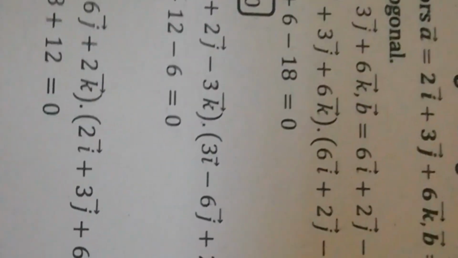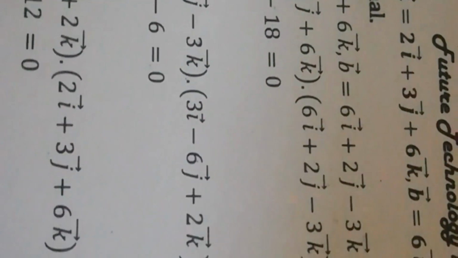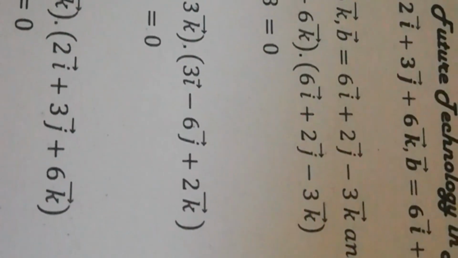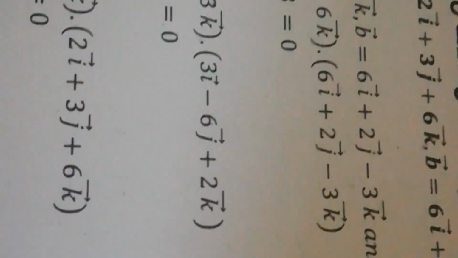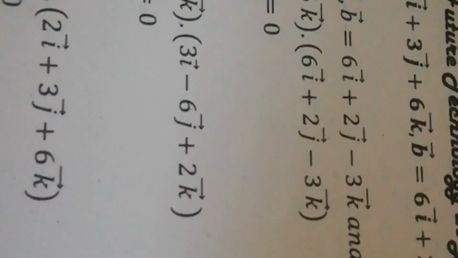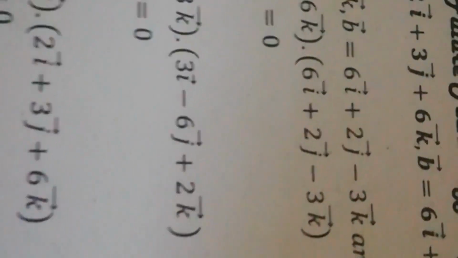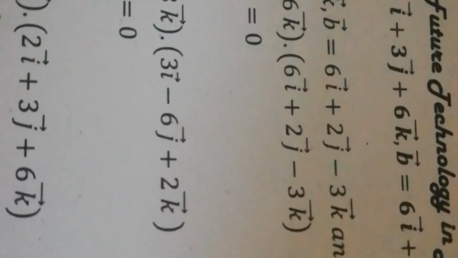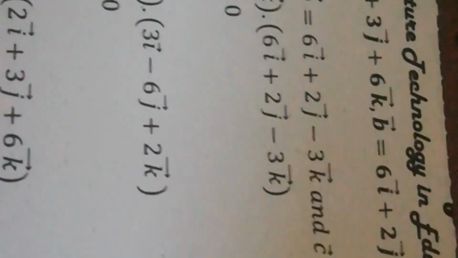Next you can find A dot B. How to find A dot B? Multiply the coefficients of i with i, j with j, k with k. So 2 into 6 is 12, 3 into 2 is 6, next 6 into minus 3 is minus 18. We get the answer 0. Therefore A dot B is 0, so A is perpendicular to B.